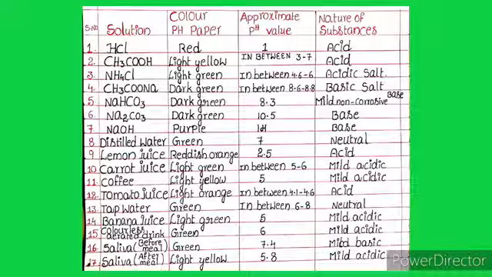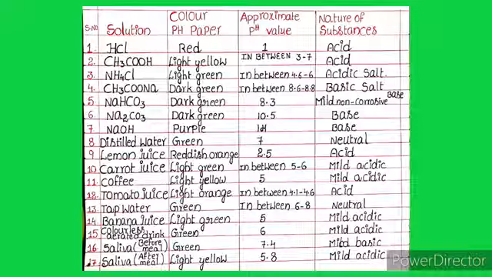Next, look at the seventh solution, which is sodium hydroxide, NaOH. When we dip the pH paper in NaOH solution, the paper turns purple. So, approximately the pH value is 14. If a substance has a pH value more than 7, we call that substance basic. So, the nature of the substance is basic.